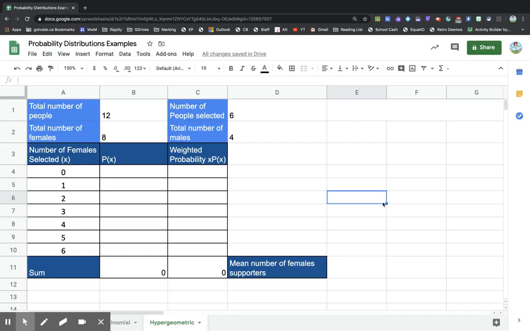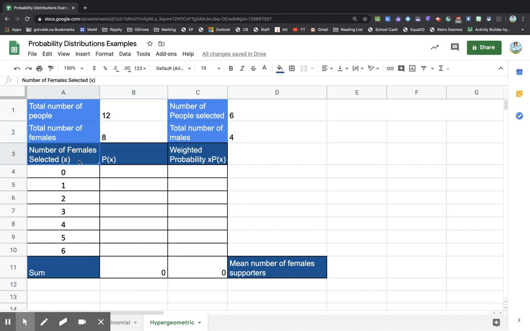Okay, so you can see here in the spreadsheets, I have laid out all of the possible options that we've got and all the key information. So I've laid out the 2 totals. The total number of people was 12. The total number of people I'm selecting was 6. I've also laid out the number of females and males we have in the original club: number of females was 8, number of males was 4.